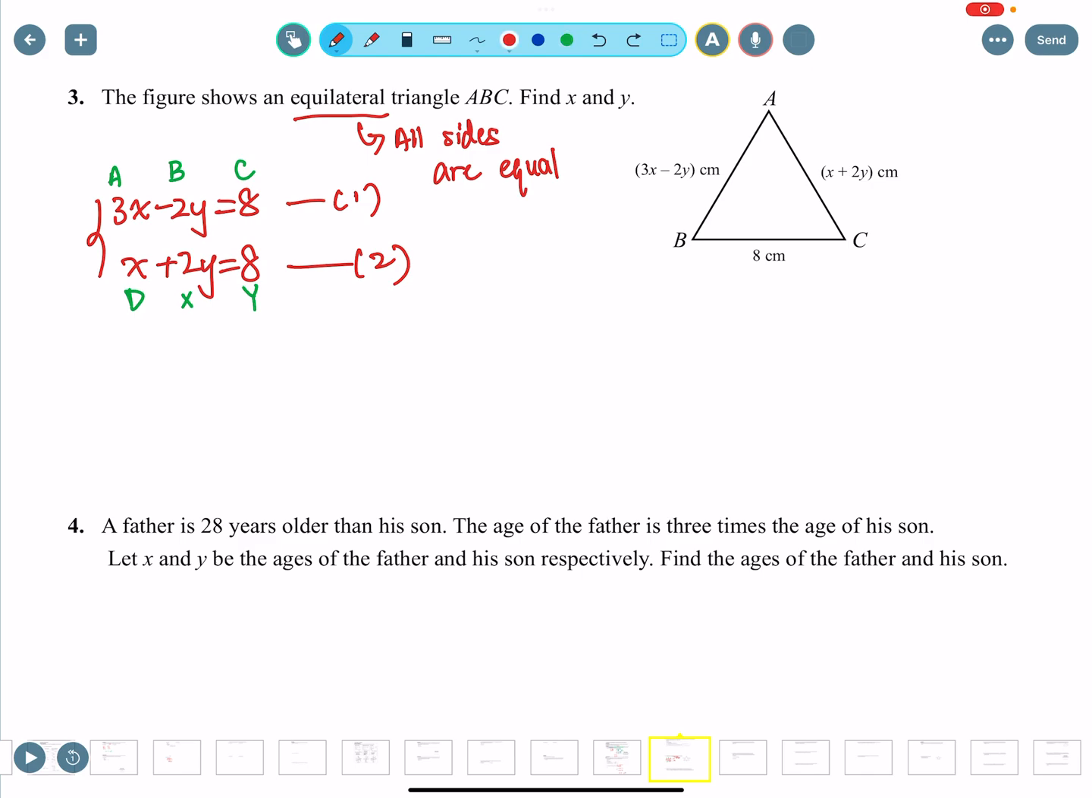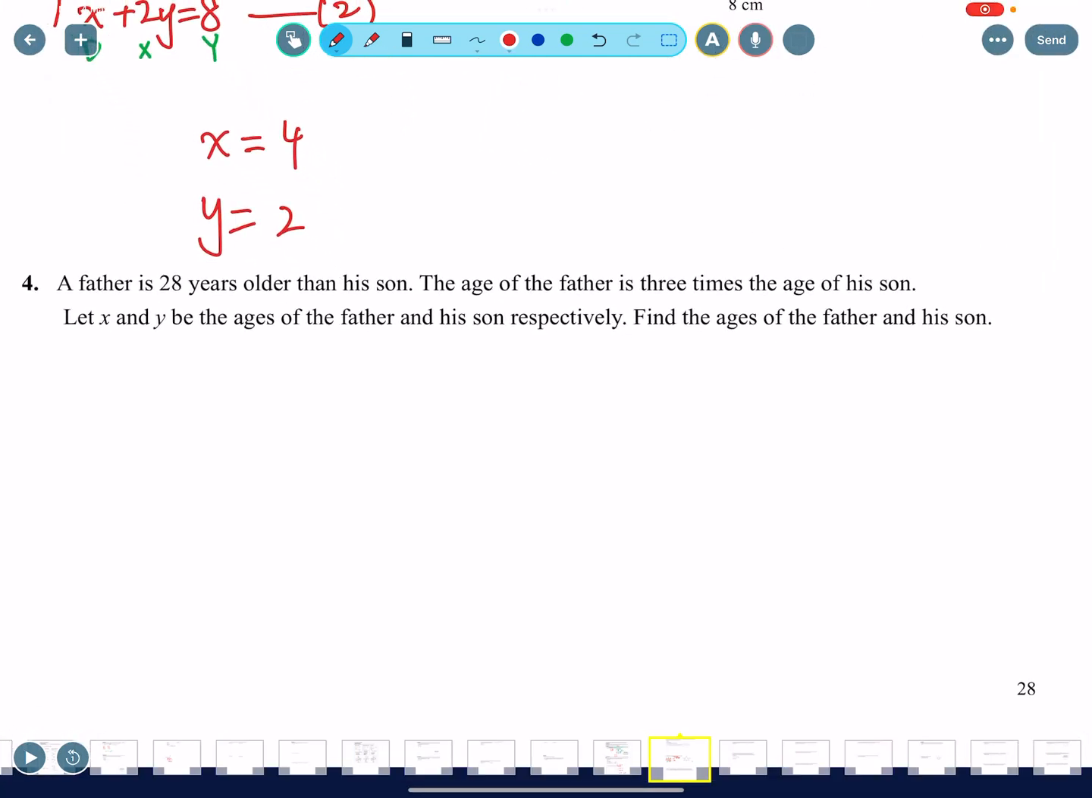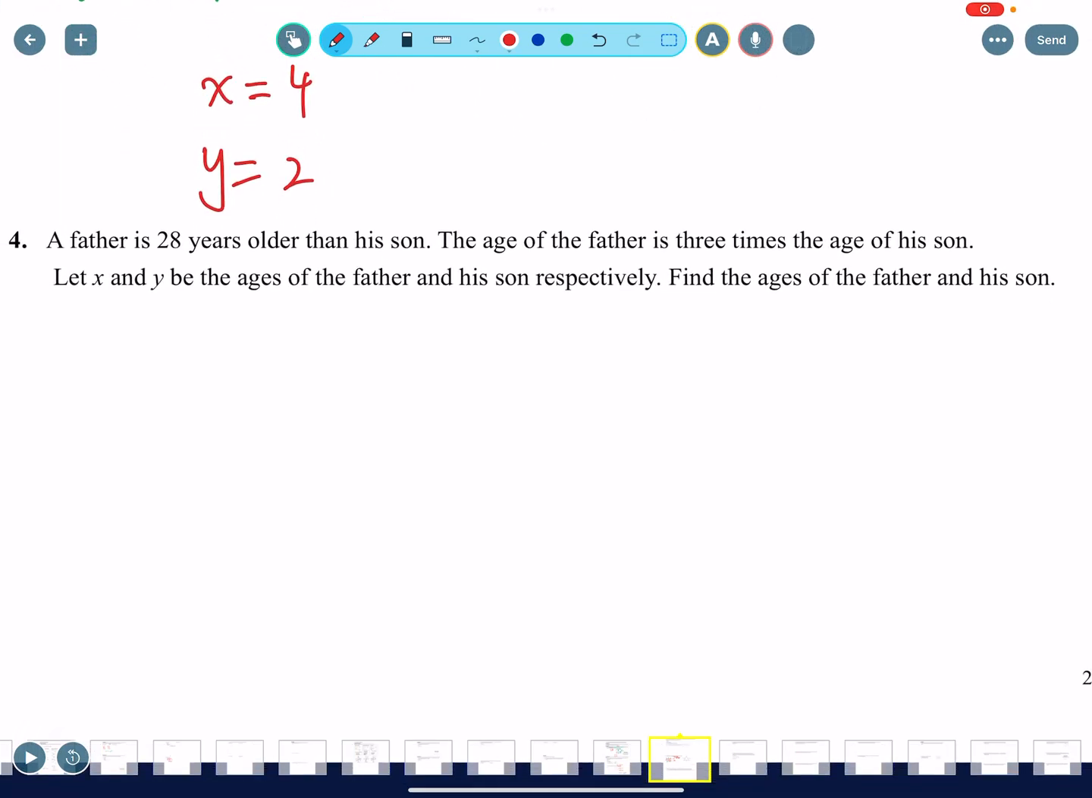So they give you the first number, 4. 4 is for X, and if you click enter again, Y is 2. Alright, so that's the first example question type.